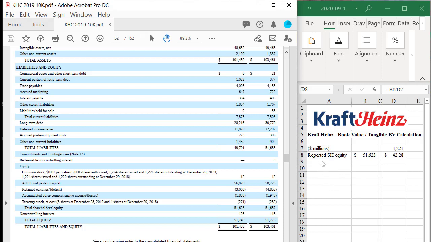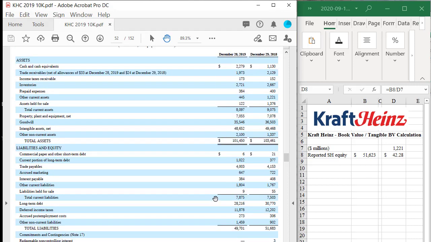So the reported shareholders' equity would just be the book value. You would be right in saying the book value of the company is 51.6 billion, or $42 per share. Now, just very basic finance, the assets and liabilities have to offset each other. They have to equal. And the residual value between the assets and the non-shareholders' equity liabilities is the shareholders' equity.